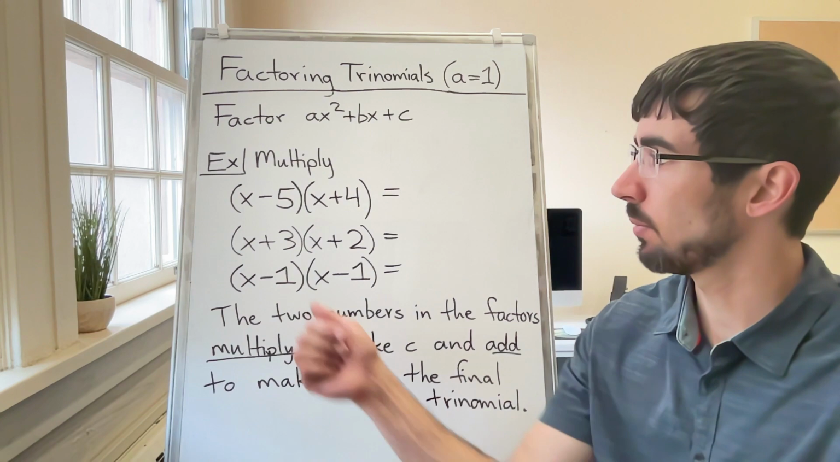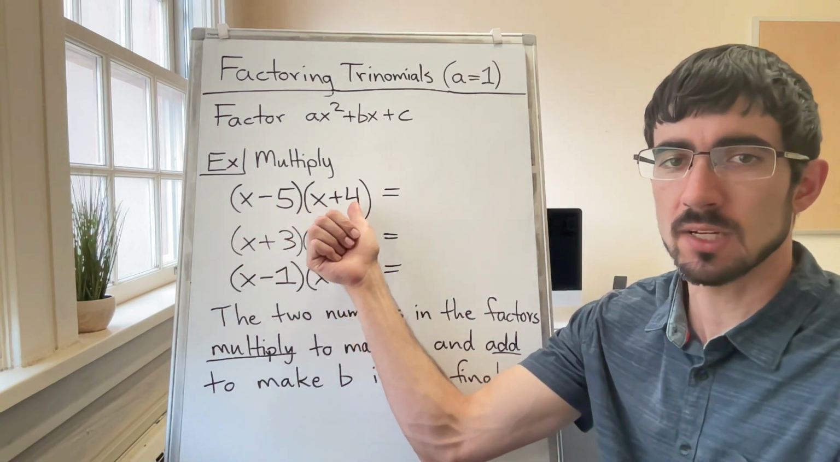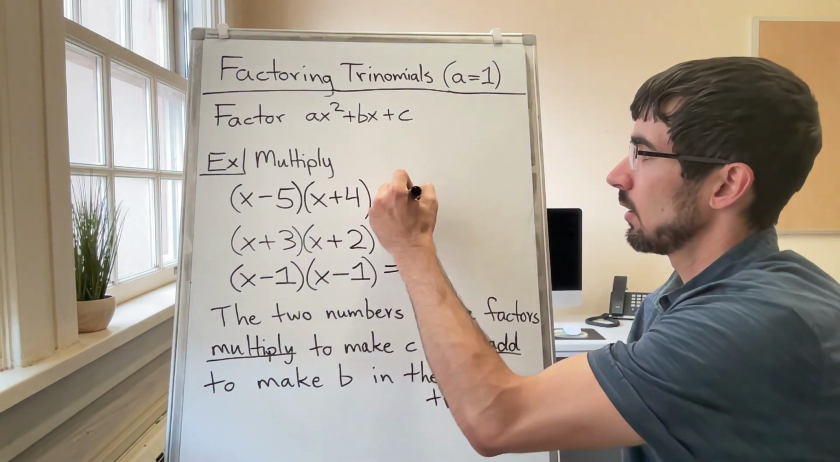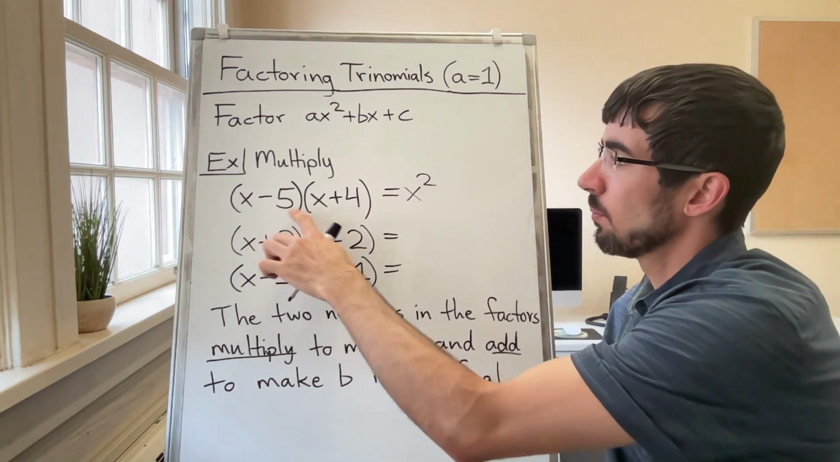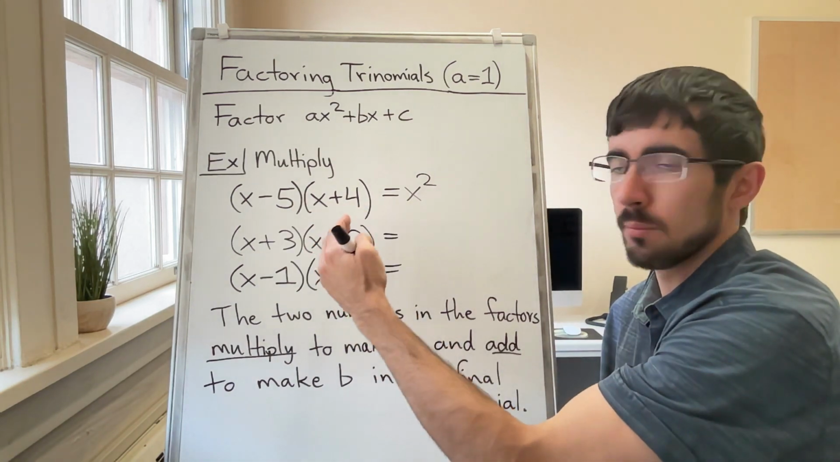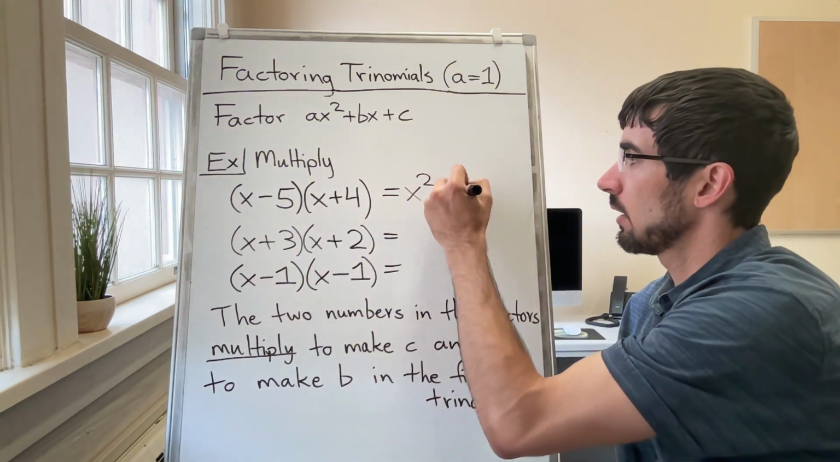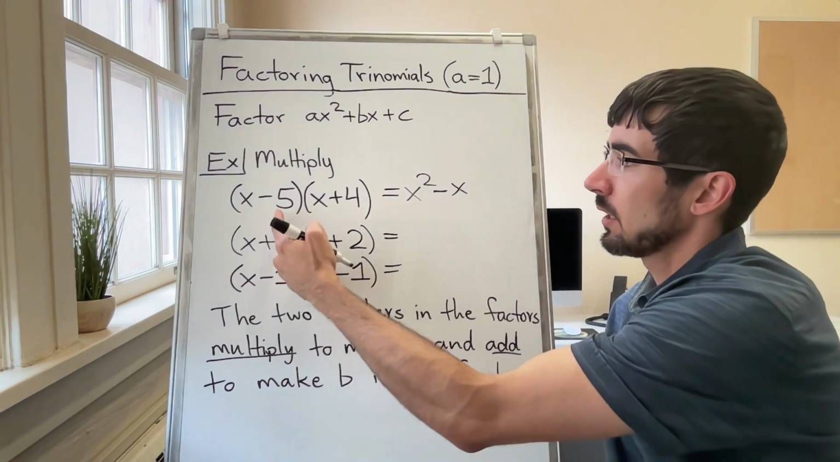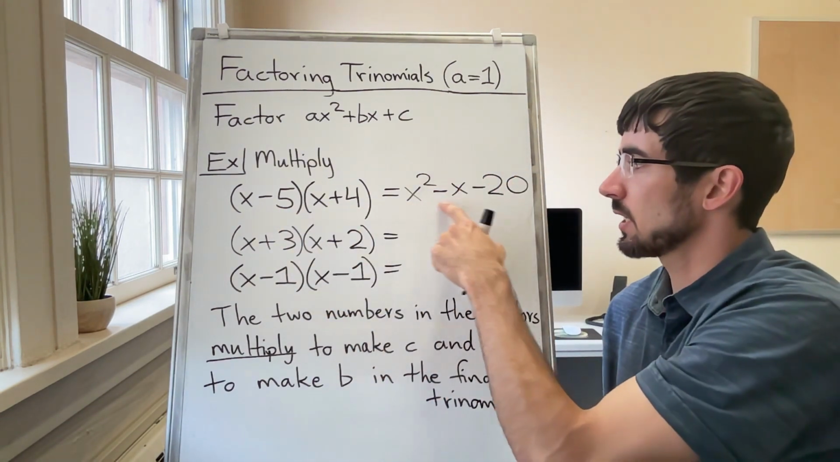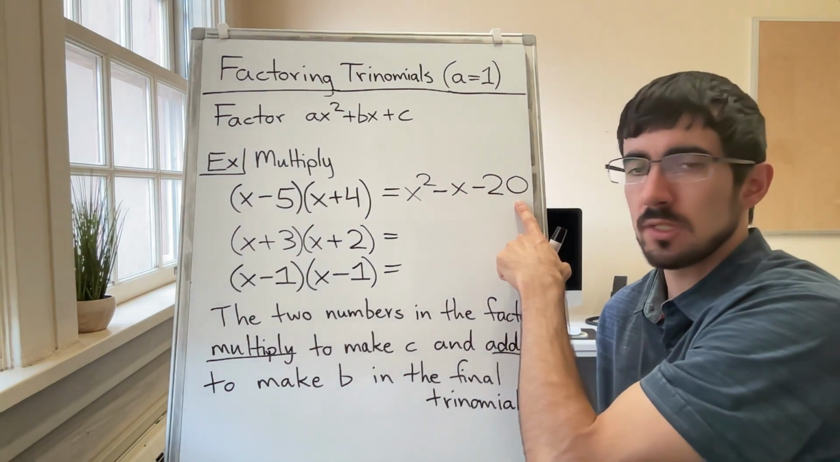If I multiply the binomials x minus 5 times x plus 4, my result is x squared, then I have minus 5x plus 4x. So I'll go ahead and combine those in my head. That gives me negative x. Finally, I have minus 5 times 4, minus 20. So the result here is x squared minus x minus 20.